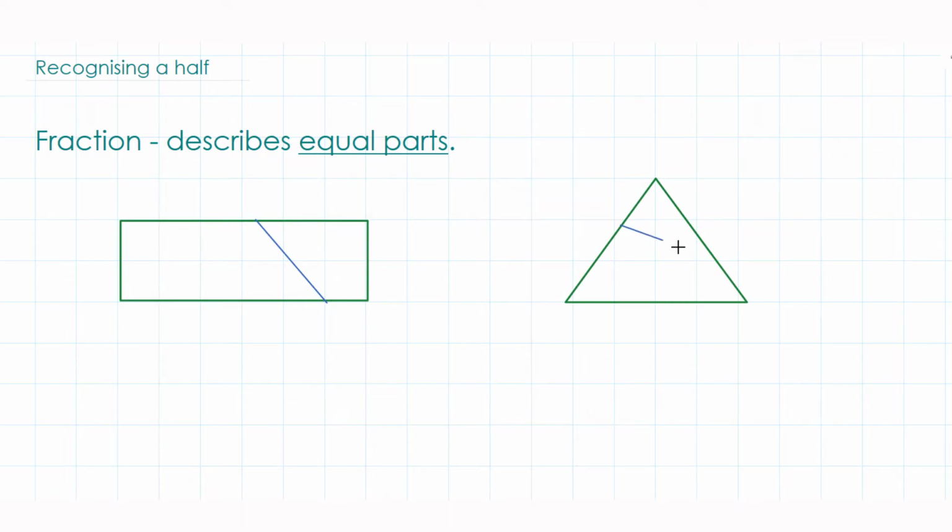And what about the triangle? Have a look and have a think. What do you see now? Have I split up the whole triangle into 2 halves? How do you know? What would your explanation be? Well, once again, the answer is no, because these are not equal parts. I have not split up the whole into equal parts. So it's not a half. It's 2 parts, but it's 2 unequal parts. So that's not 2 halves.